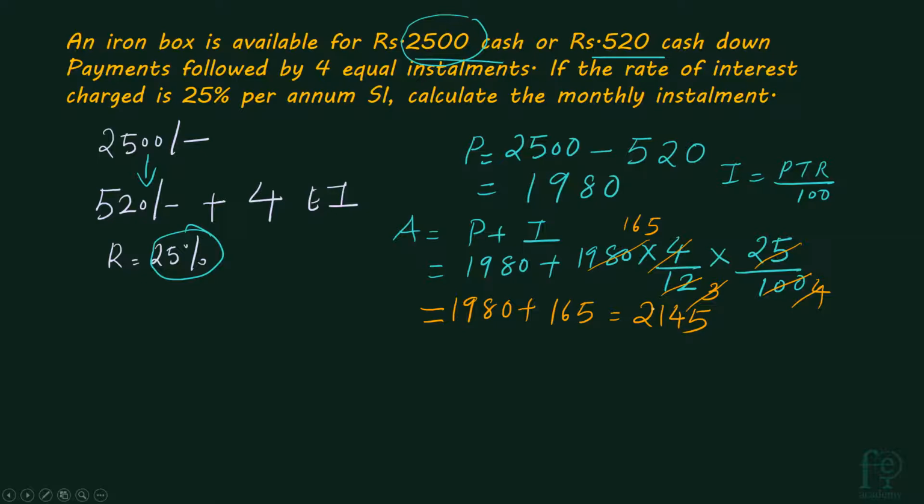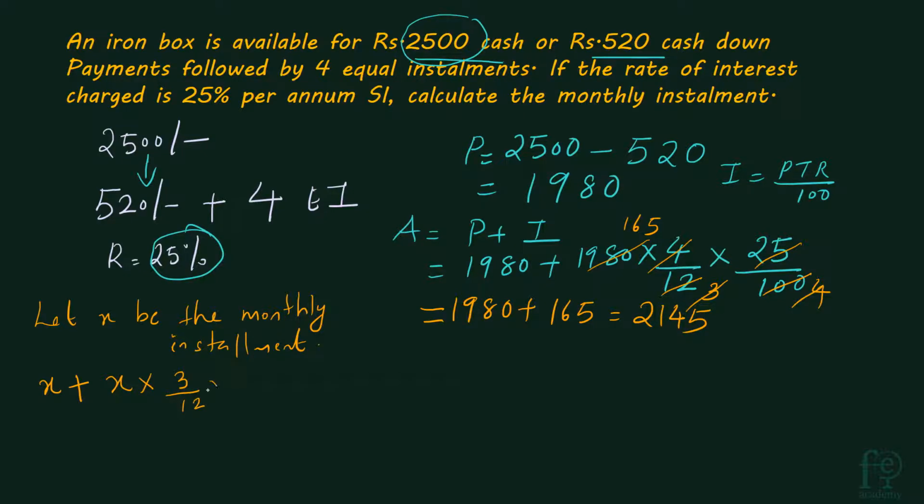What do you have to find out? You have to find out the monthly installment. So let X be the monthly installment. Now we are taking X as the monthly installment. For the first month you will be paying X plus the interest for the remaining 3 months. What will be the interest for the remaining 3 months? It will be X into 3 by 12 into 25 by 100.